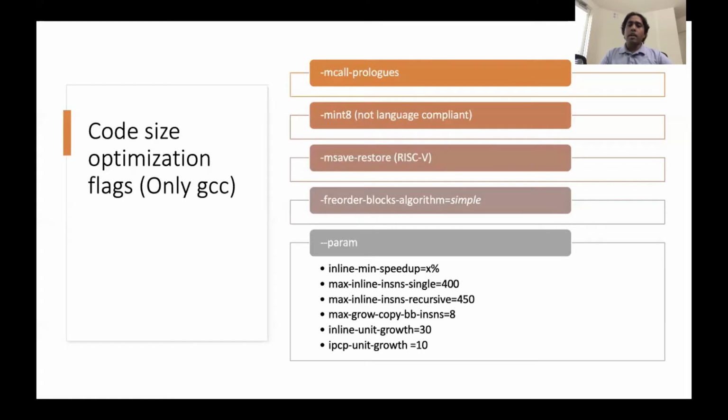The third one is -msave-restore. This is the same as -mcall-prologues, but in GCC an additional flag was added only to support RISC-V. I'm not sure why this was added. I would expect these two to be the same and just work on an architecture-specific basis internally, but this is how it is. The fourth one is -freorder-blocks-algorithm=simple.